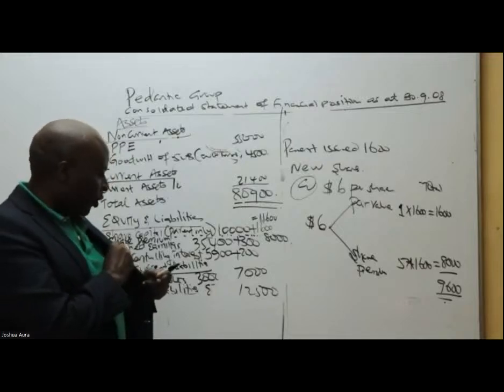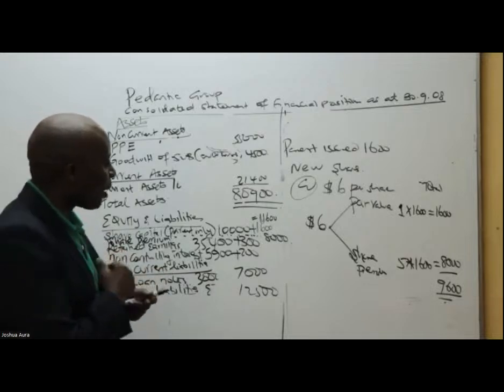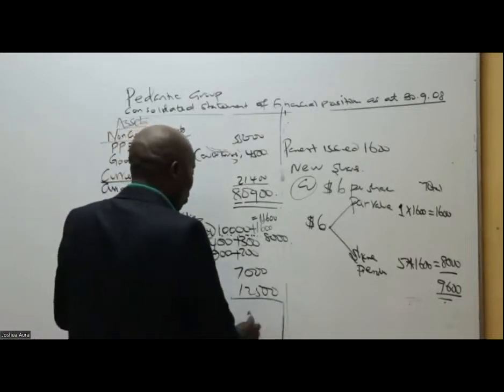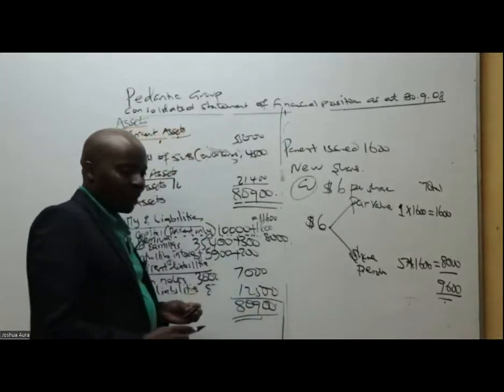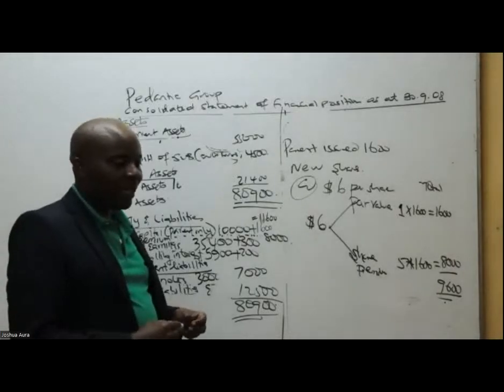Jackie is giving us total equity and liabilities. She's organized her work very well. She's giving us the total equity and liabilities as 8,900.